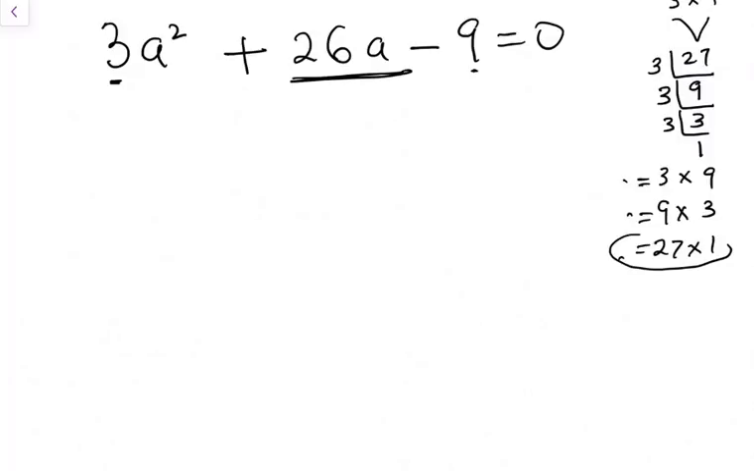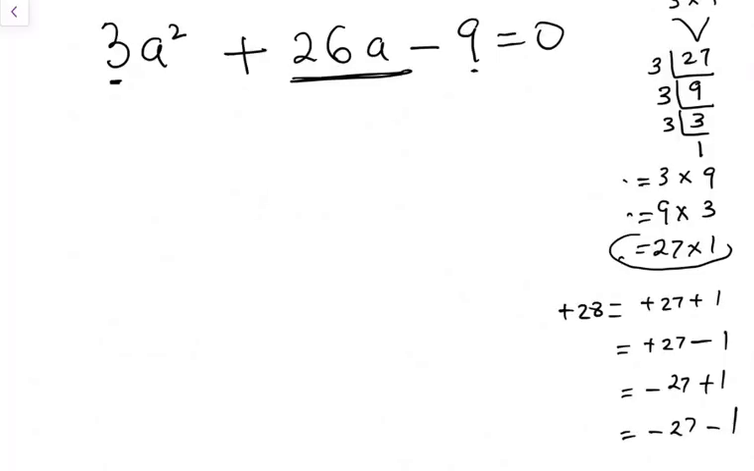So we'll follow the same pattern. We have plus, plus, plus, minus, minus, plus, minus, minus. So we have 27 and 1 in each case. So what will be the outcome? So plus 27 plus 1 will give us plus 28. That's not what we are looking for. Plus 27 minus 1, that is, you have 27 and you are owing 1.